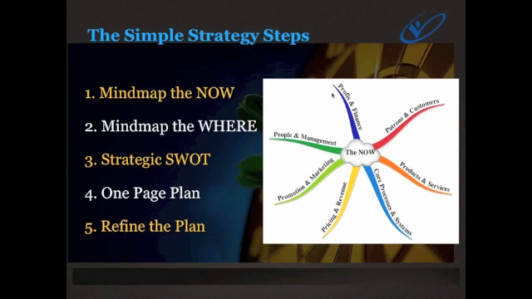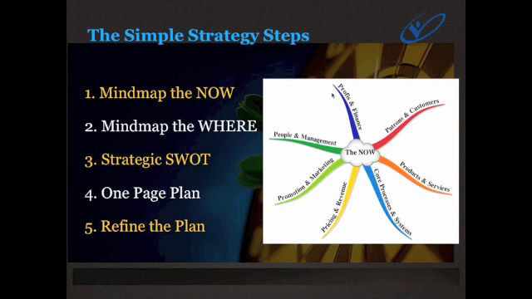Now, mind mapping is a very simple tool, really good for doing this sort of thing. If you want more information on mind mapping, just go to Google and type mind map in there and you'll find a heap of stuff on mind mapping and how to go about it. There's lots of software like this simple mind map I've done here that will help you make them pretty and easy to look at. So once you've mind mapped the now, the next step is to go to the where.